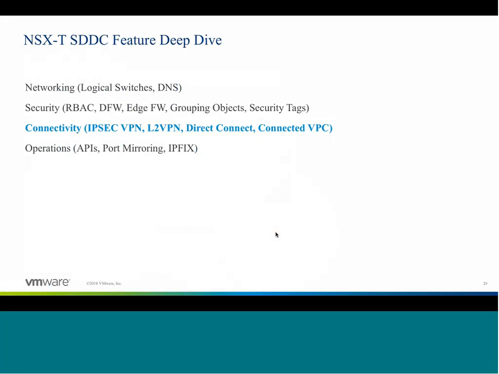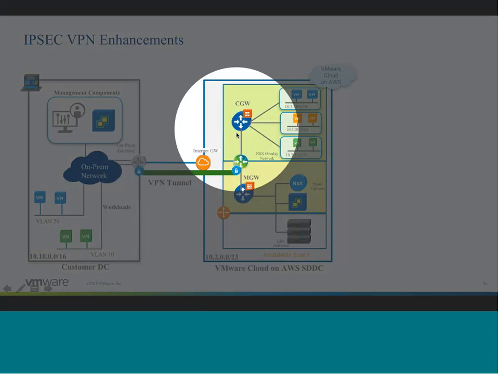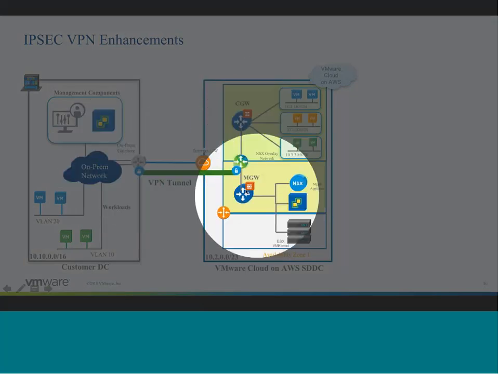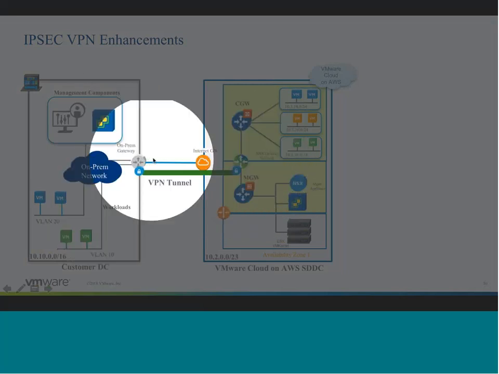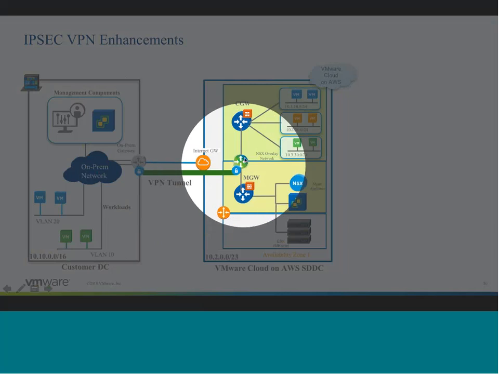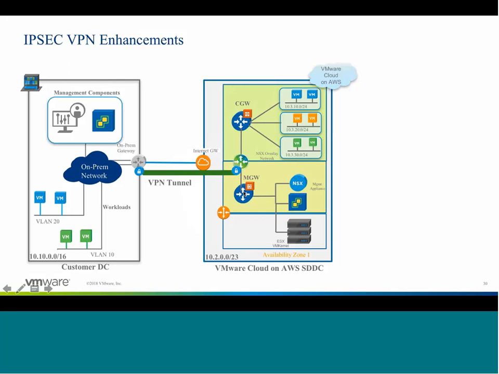All right, so you saw there's a lot of features, a lot of enhancements in terms of security coming with the NSX-T SDDC, also quite a bit with connectivity. So we have a number of VPN enhancements here. One of the enhancements is a single VPN tunnel design, where with NSX-V SDDC, you had to have a VPN to your CGW and MGW, and there was no connectivity between them. Now, since you have that tier 0 router sitting between, you create one VPN tunnel from on-prem to that tier 0 router, which then knows how to route to the CGW and MGW.